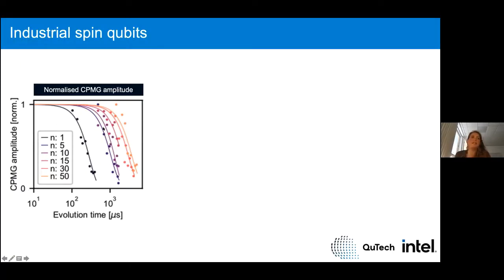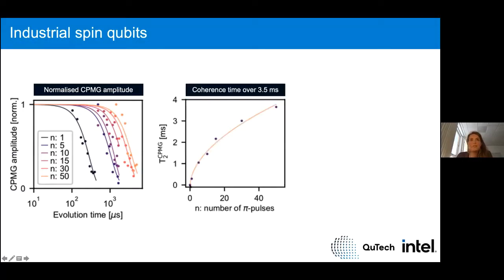And you indeed see that if we increase the number of pi pulses, the coherence time increases, which you can see in this plot. So here we see the number of pi pulses and then the coherence time that belongs to that. And we get a coherence time of over 3.5 milliseconds with, I think, room for improvement because it doesn't saturate yet.